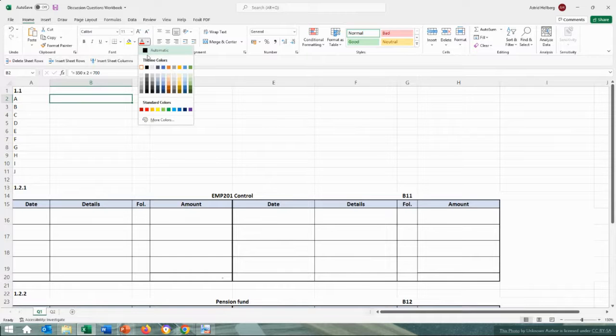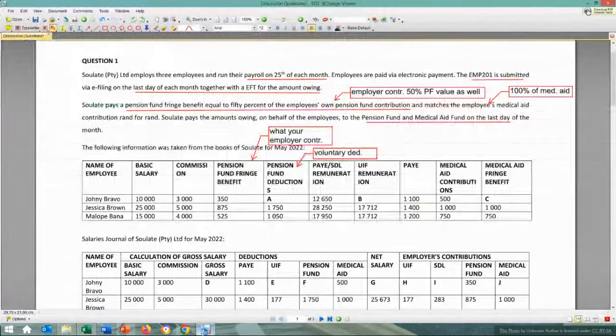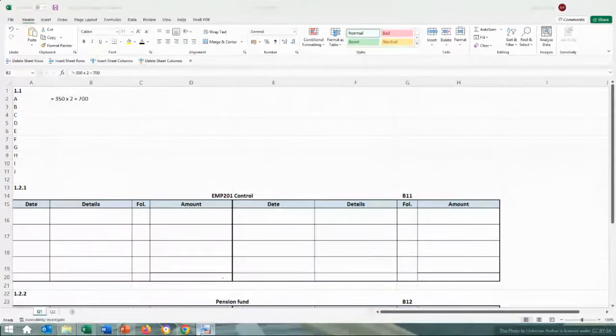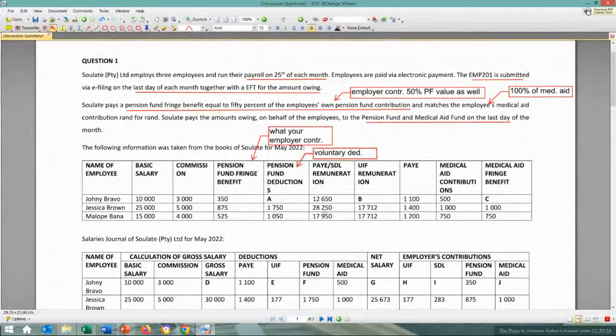Okay, so Mpilo, you're absolutely correct. So we take the 350, which is on the pension fund fringe benefits. We multiply it with 2 to get to 700, or you can multiply it with 100 over 50. You would also get to the same value. So that's how you work out part A. Part B, they give you the pay as you earn and the SDL remuneration, but now they're asking you the UIF remuneration. Now how we work out UIF remuneration is we normally take the basic salaries and your pension fund.